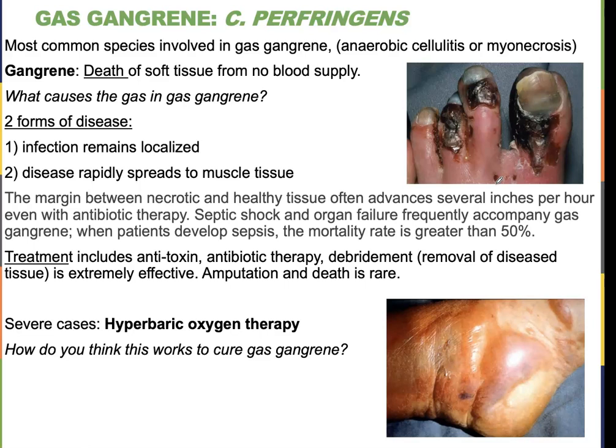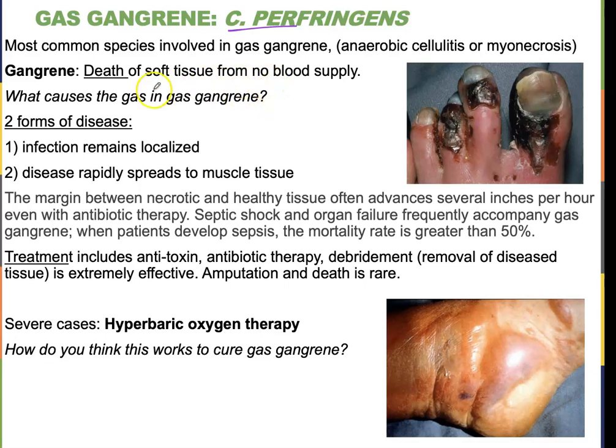The next one here is pretty serious, as you can see from the pictures. It's called gas gangrene, and it's caused by Clostridium perfringens. If you remember Clostridium, it is an anaerobic bacteria. There's several species that can cause gas gangrene, but this guy is a leader that causes it.